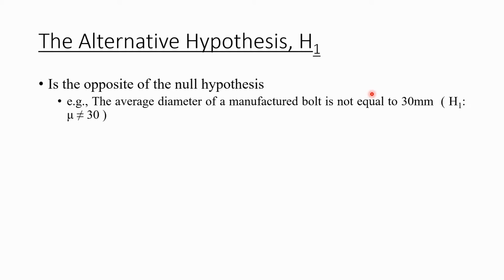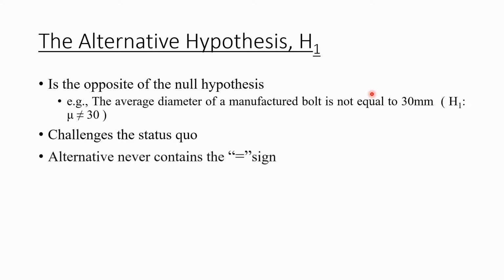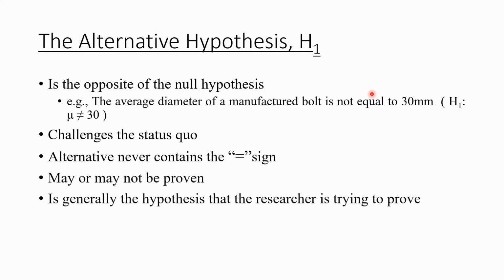So the alternative hypothesis challenges the status quo, because the null hypothesis was the status quo. So it may or may not be proven. Remember, the alternative hypothesis does not contain the equal sign. And what is important is the last point: it is generally the hypothesis that the researcher is trying to prove.